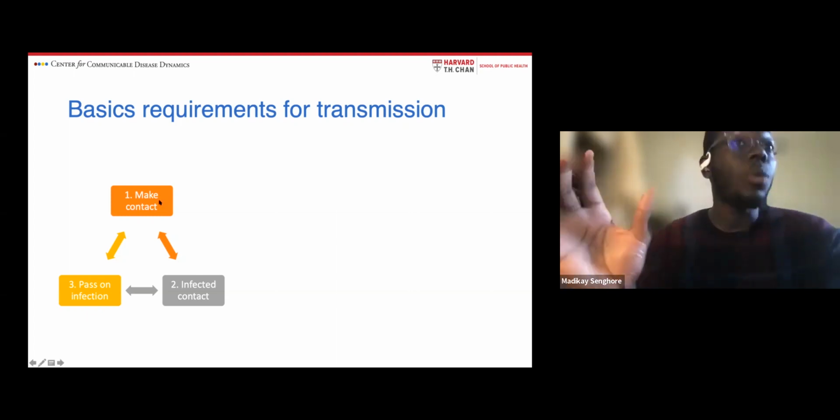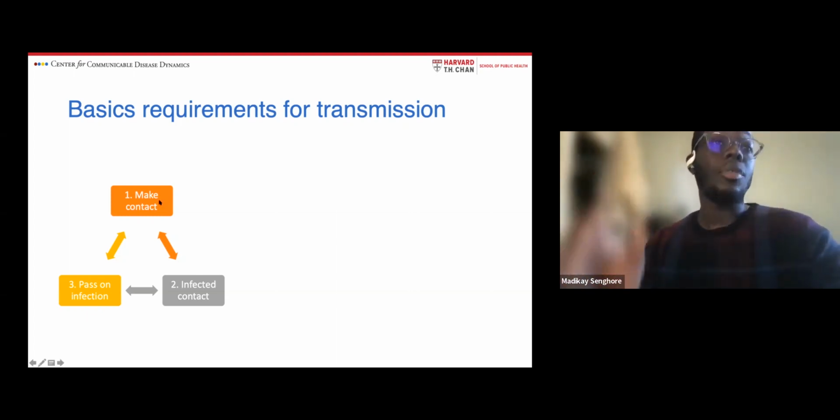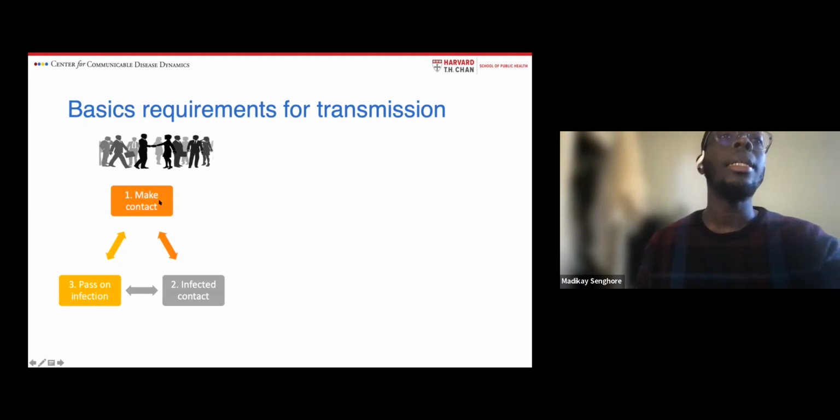Well, the first requirement is that you actually have to make contact with people, right? Or you have to make contact with the source of the infection. We're going to keep it simple here and assume that the infection is coming from other people, not from secondary or tertiary sources, right? So first of all, you have to make contact with people. That's number one. And two, one of those contacts or more have to be infected.